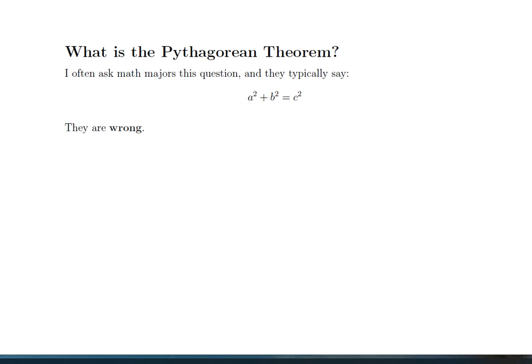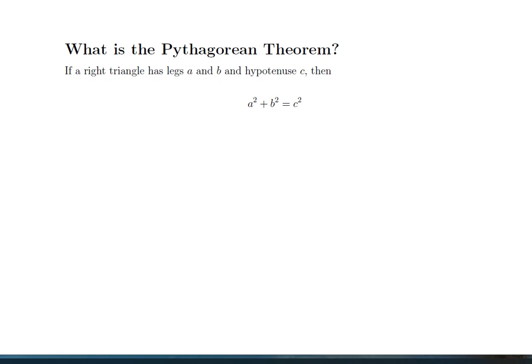Okay, so let's think about theorems. Again, I want to help you think about these things more accurately so that the geometry proofs will be easier for you to see and understand and complete. I often ask math majors the question, what is the Pythagorean theorem? And you know exactly what they say. They say a squared plus b squared equals c squared. And that's incorrect. That's just the conclusion: then a squared plus b squared equals c squared.